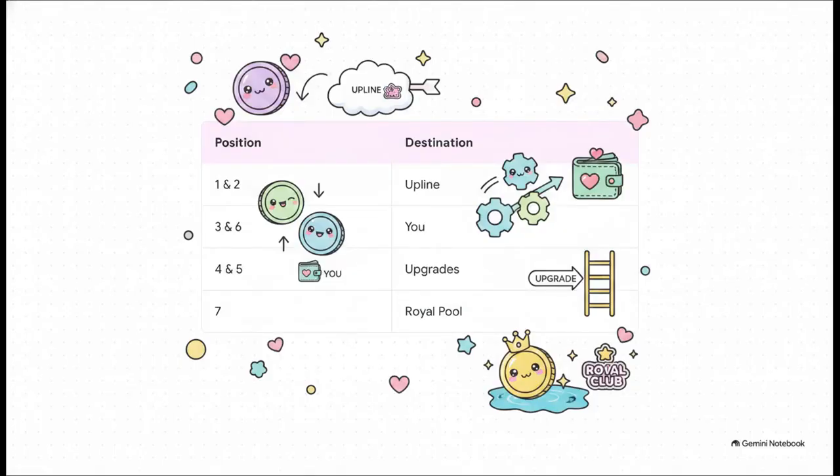The specific routing logic for the first 7 spots is highly strategic. Check this out. When positions 1 and 2 are filled, 100% of those funds go directly to your upline. But when positions 3 and 6 fill up, 100% of those funds come straight to you. Now, positions 4 and 5 are really interesting. They're mathematically forced by the system to automatically upgrade your account to the next slot level. So the funds from those 2 spots don't actually go to your wallet. And position 7, that goes straight into something called the Royal Club Pool, which we are going to cover in just a second.